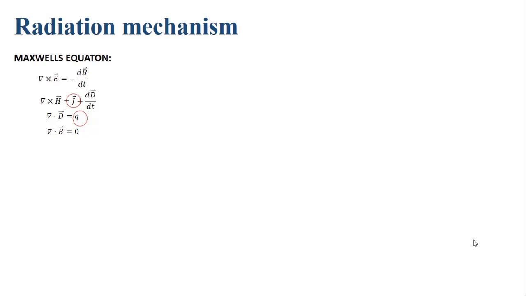From the first Maxwell equation, what we can say is a moving electric field creates a magnetic field. From the second equation, we can say that a moving magnetic field creates an electric field. Is it correct? So basically this electric charge is the source of electromagnetic field.